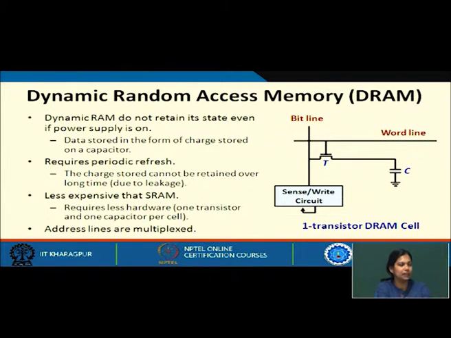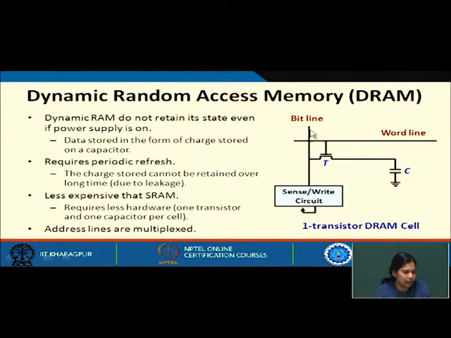Next, coming to dynamic random access memory. In dynamic random access memory, as we know, it does not retain the state even if power is supplied to it. Here the data are stored in the form of charge on the capacitor, and this charge cannot be stored for a longer period of time, and this happens due to some leakage property of the capacitor as well as this transistor.